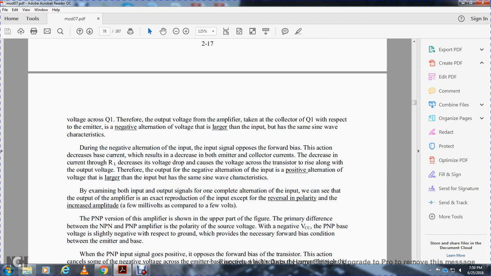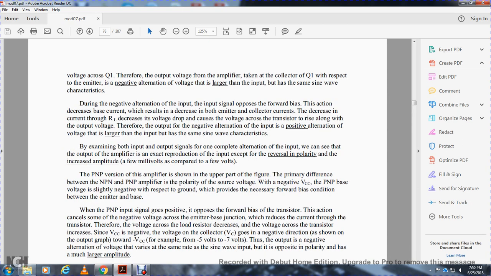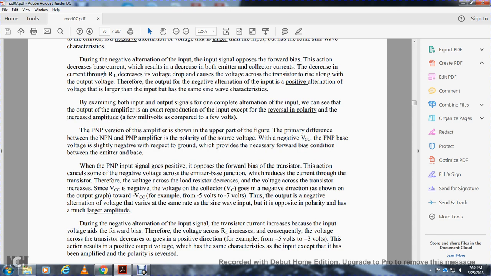By examining the input and output signals with one complete alternation of the input, we can see that the output of the amplifier is an exact reproduction of the input except for the reverse polarity and the increased amplitude, a few millivolts compared to a few volts. The positive version of the amplifier is shown in the upper part of the figure.